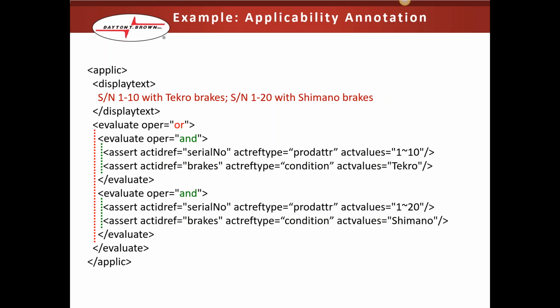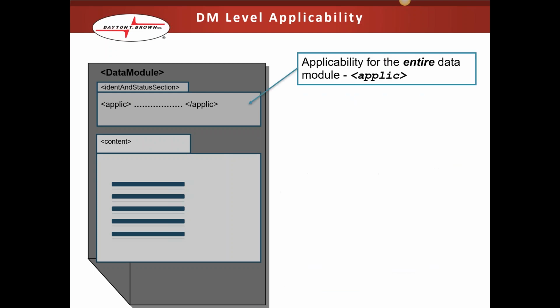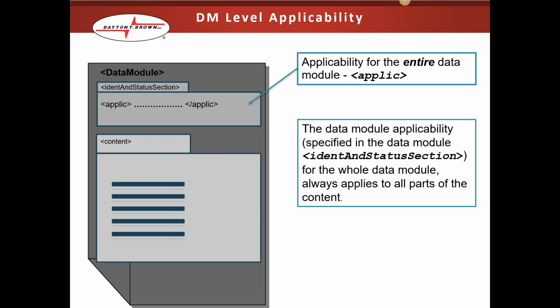So that's kind of how the applicability annotations come together with assert and evaluates with ands and ors. So the next level is kind of understanding, well, when you're inside of a data module, what happens next? And so we have two types of applicability. The first part is data module level applicability. So what we mean by that is that applicability that's up in ID status is applicable to the entire data module. In other words, that must meet that criteria in order to be applicable to that end user. So it's for the whole data module and always applies to all parts of the content.